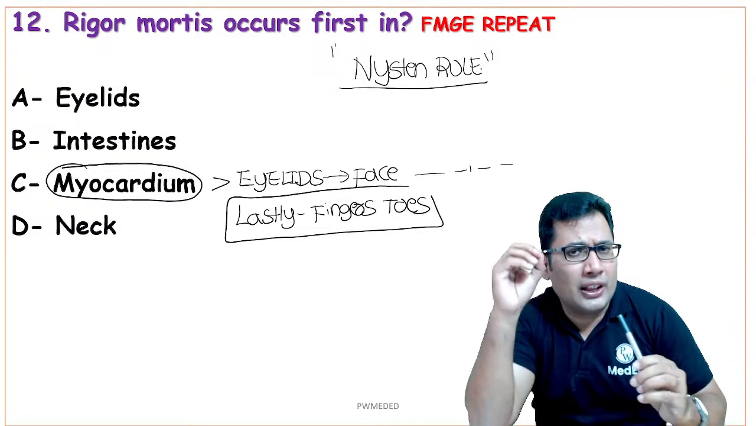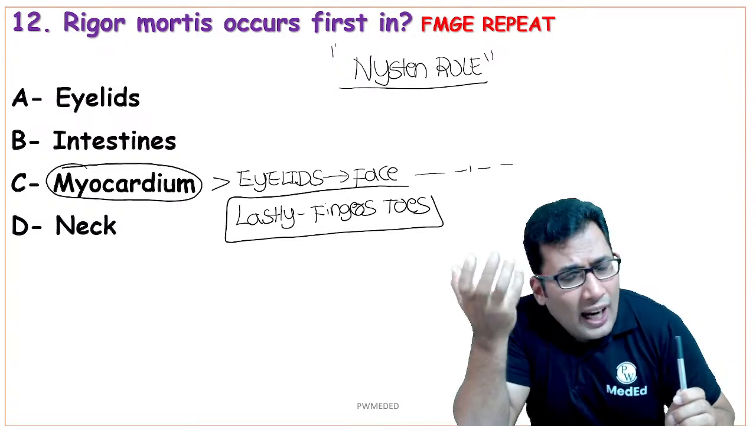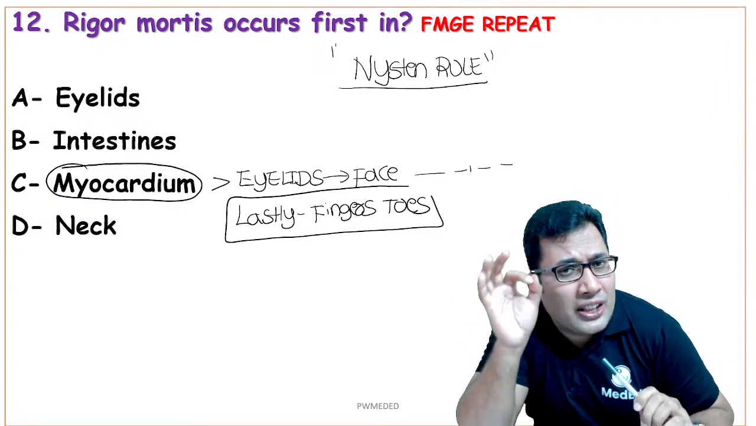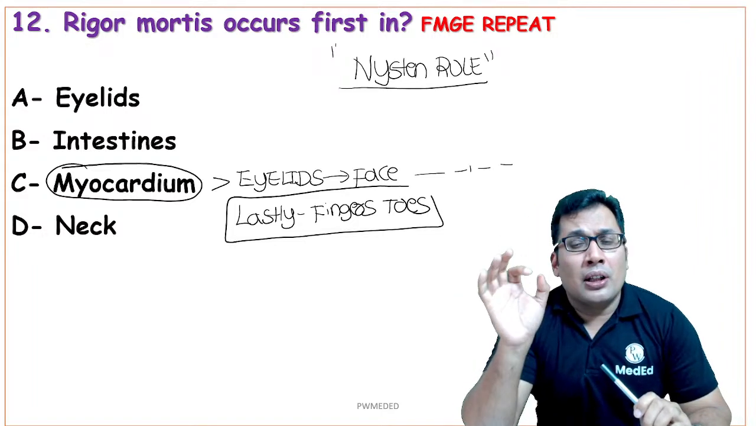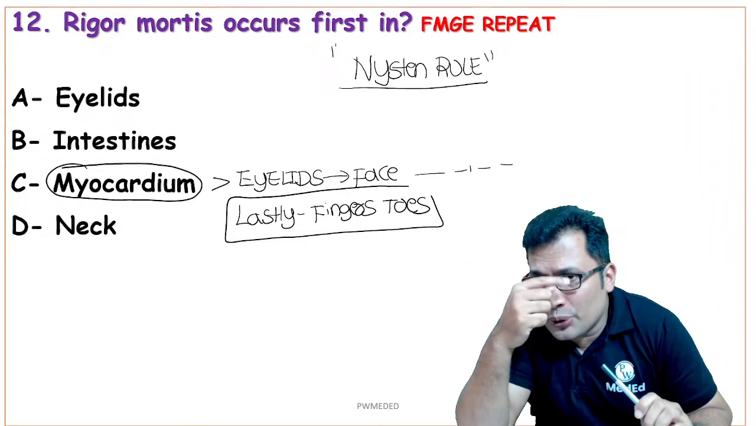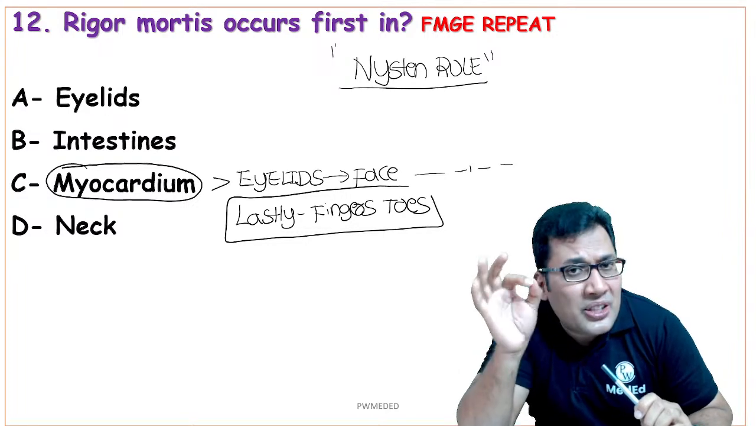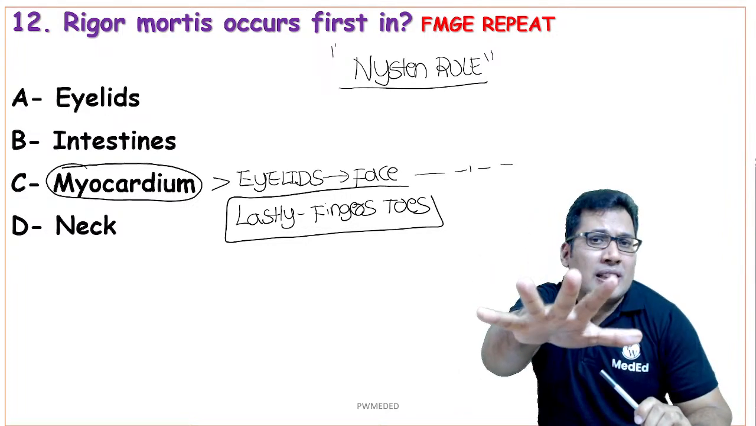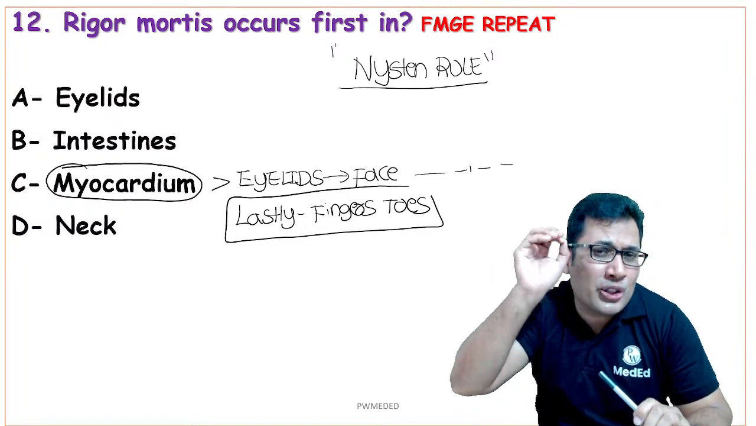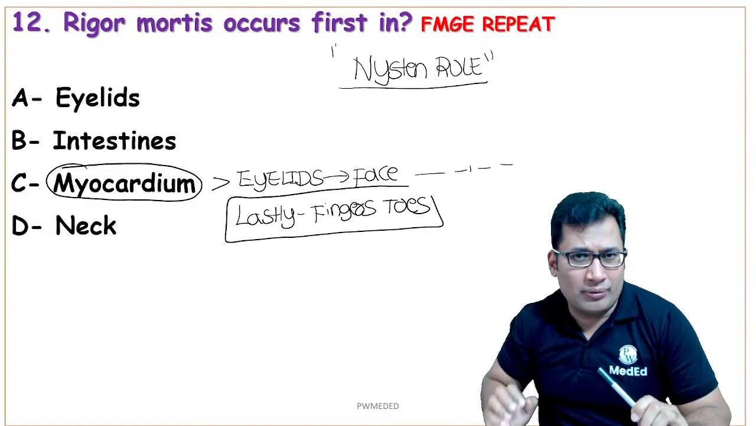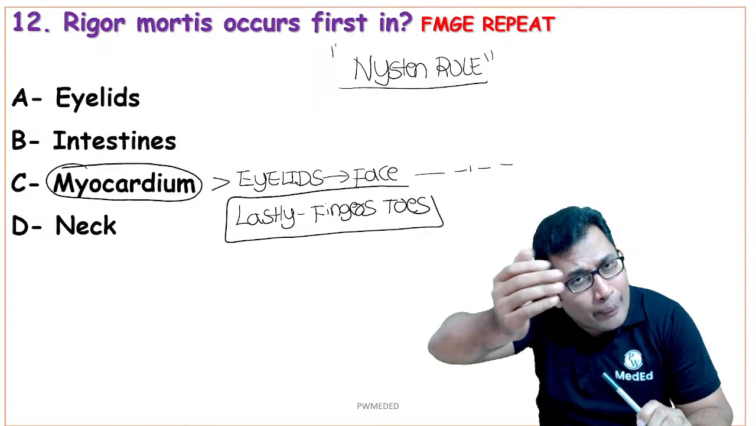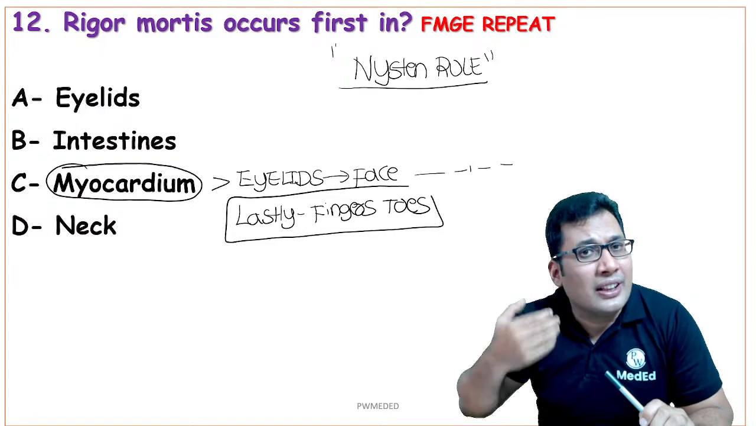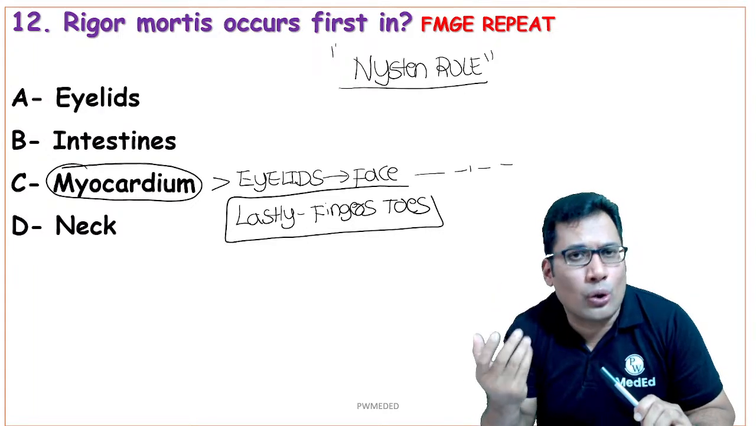So rigor mortis involves voluntary muscle and involuntary muscle. The first involuntary muscle, myocardium. First voluntary muscle, your answer should be eyelids. Last muscle, fingers and toes is the correct answer. So there is a proximo-distal progression, and this order of appearance and disappearance is known as Nysten's rule.